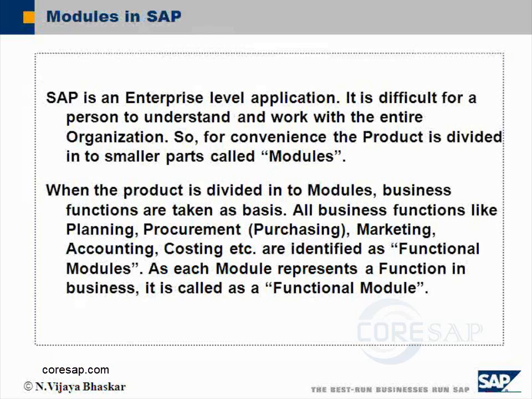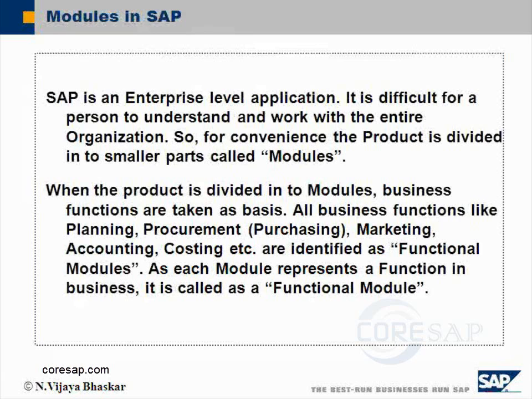And we know the limitations of human beings. A person cannot understand and work with all the modules. Forget about all the modules. One person cannot work with 2-3 departments. So that is the reason why this product is divided into smaller parts called modules. Right, guys? A module, as we know, is a small part.